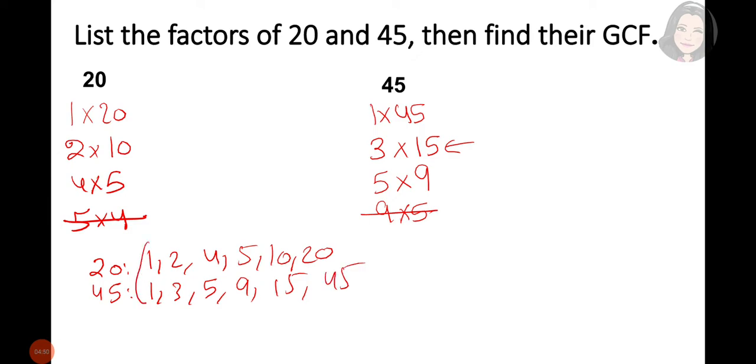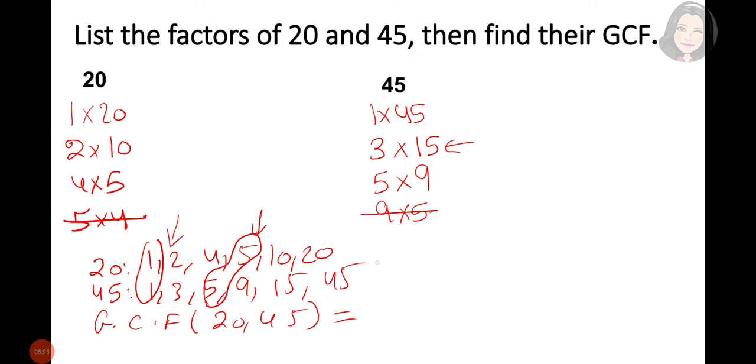Let's circle the common digits. 1 is common, not the 2, not the 3, not the 4. 5 is common and nothing else in common. So I write that the greatest common factor of the numbers 20 and 45 is the greatest among these two, which is the 5.